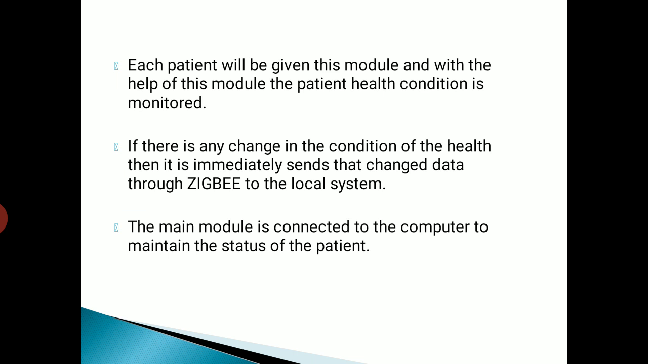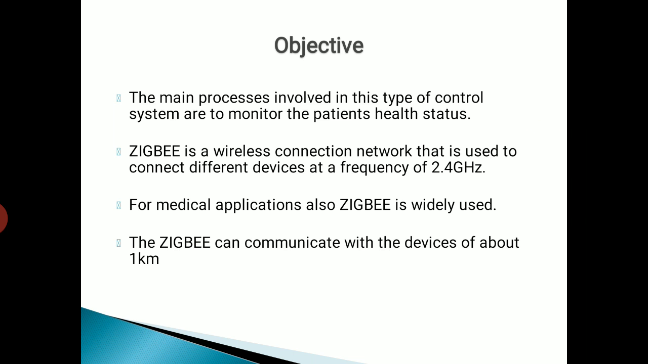Each patient will be given this module, and with the help of this module, the patient's health condition is monitored. If there is any change in the health condition, then the changed data is immediately sent through Zigbee to the local system. The main module is connected to the computer to maintain the status of the patient. And so here we have the objectives of our project.